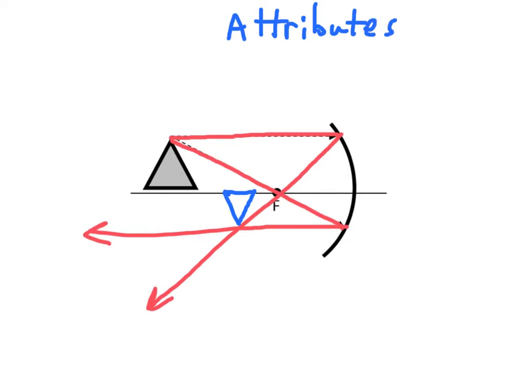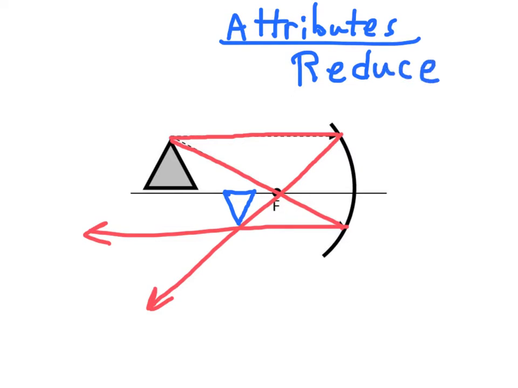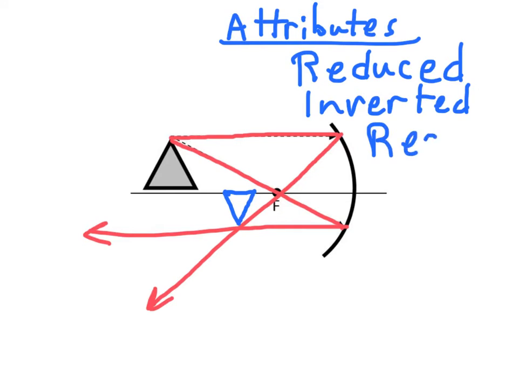The attributes or properties of that image would be that it is reduced, because you'll notice that our image triangle is shorter or smaller than our original object triangle. So it's reduced. It is upside down, so we say it's inverted. And all inverted images are real images. Those are the three attributes. All images will have three attributes.